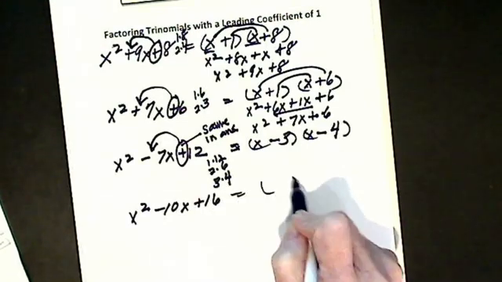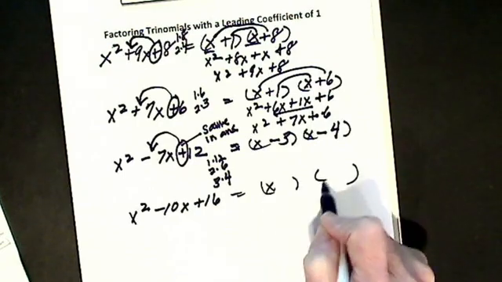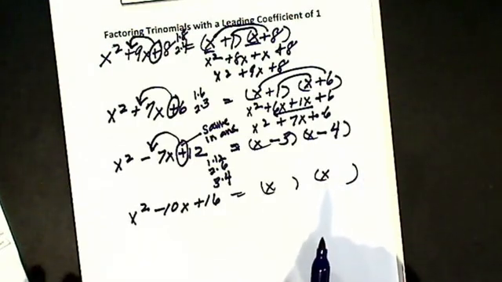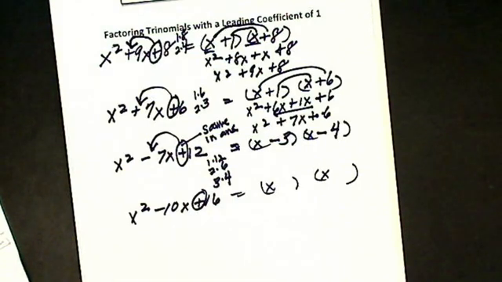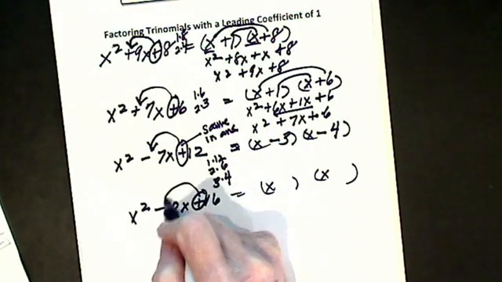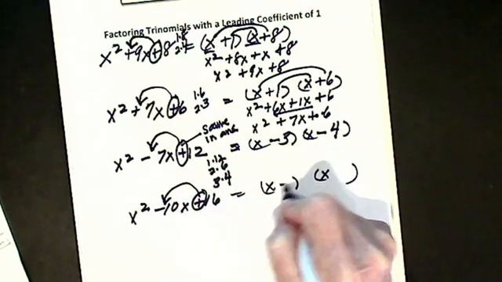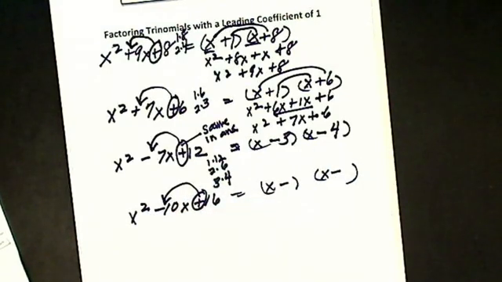I set up my two sets of parentheses. I have x and x. Next thing you look at is the sign of the third term. It's still a plus. That means the signs in my answer are the same, either plus plus or minus minus. I look to the middle. This has to be minus minus.